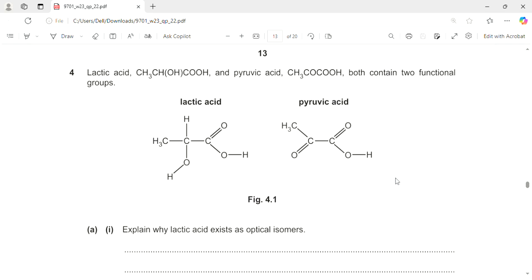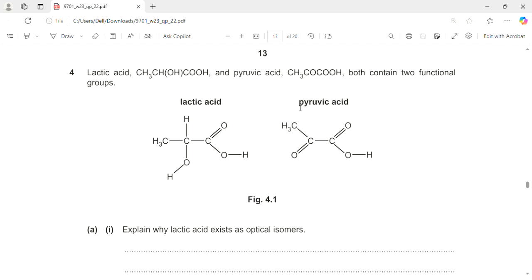So today we will do Cambridge AS and A-level chemistry 9701 paper 22 question number 4. So let's start. Question number 4 says that lactic acid and pyruvic acid both contain two functional groups.